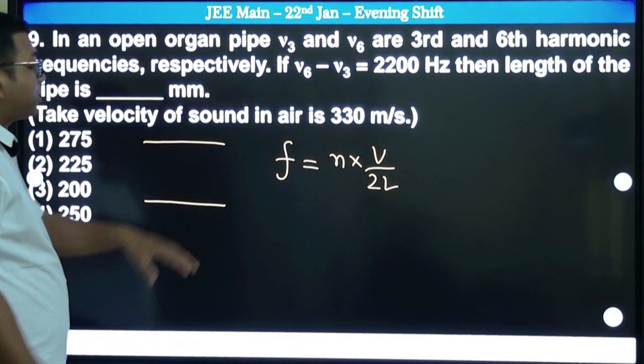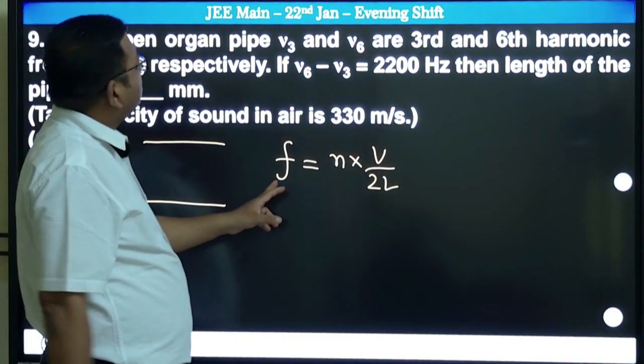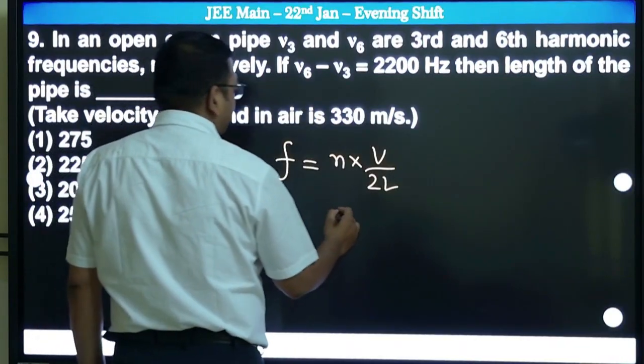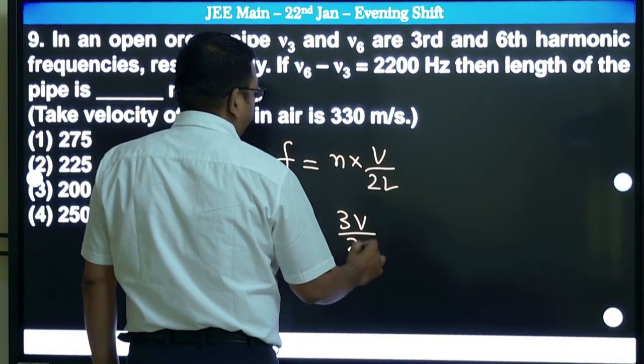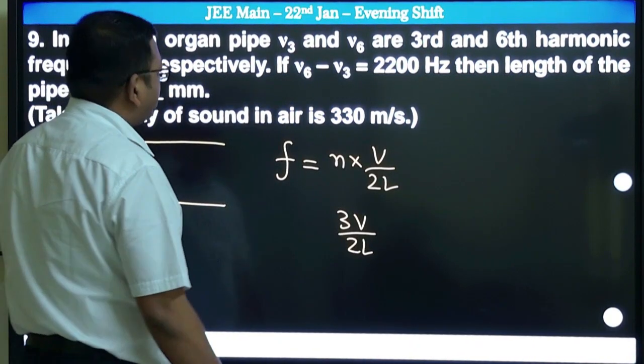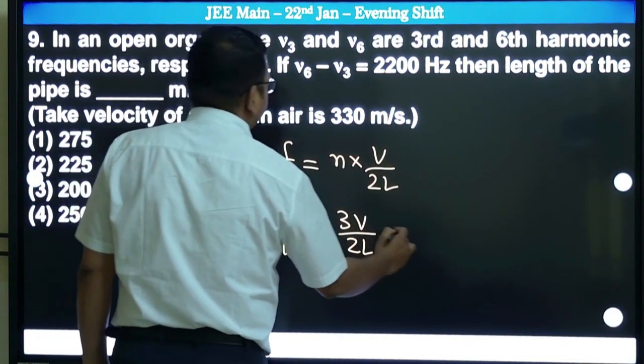This is open, that was closed. Okay, open means both are open, right? So first here all harmonics exist. Third means this will be 3, so 3V by 2L. And sixth means 6V by 2L. So this difference they have given as how much?